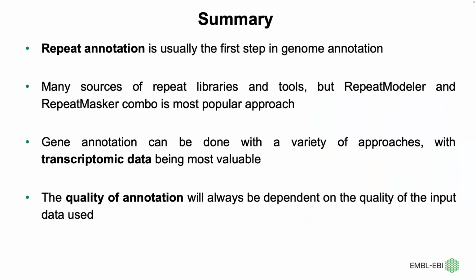So to summarize what all I have spoken today, genome annotation is still something which is not totally solved. We still work on it and we find many different problems. But the general approach is that the first step is to do repeat annotation. And as I said, many sources of repeat libraries and tools are available, but the RepeatModeler and RepeatMasker combination is the most popular approach.